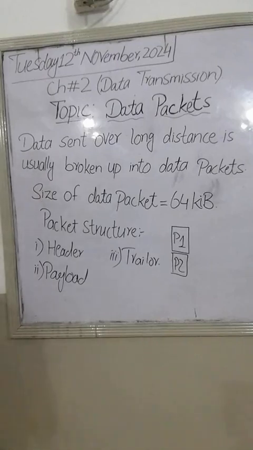The second thing we have here is the payload. In this payload we have the actual data in the packet, and its size, as I have told you, will be 64 KB, right? And the last thing is the trailer. In the trailer we have two things. The first one is a method of identifying the end of the packet, and the second is some form of error checking to ensure that the packet arrives error free.